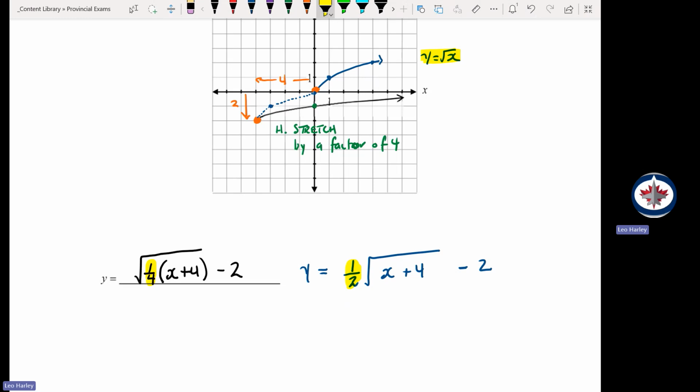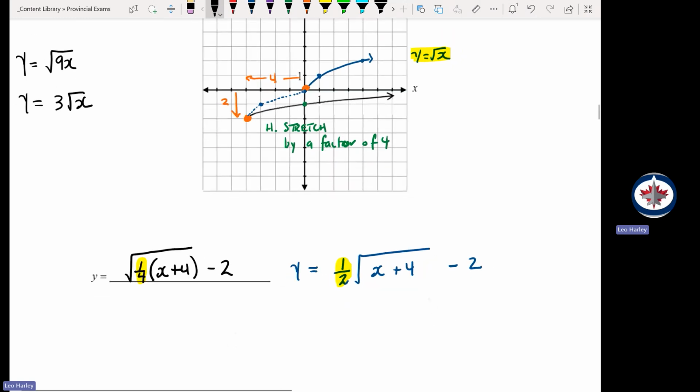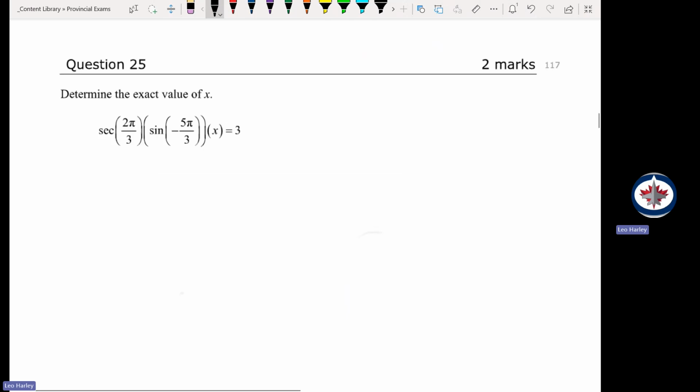I think we talked about this before. At least I hope we have. Like, do we appreciate that if you have y is equal to the square root of 9x, that's the same as saying y is equal to 3 square roots of x? Are they not the same person? Okay. All right. Be careful with that. Be careful with your horizontal changes. Next.